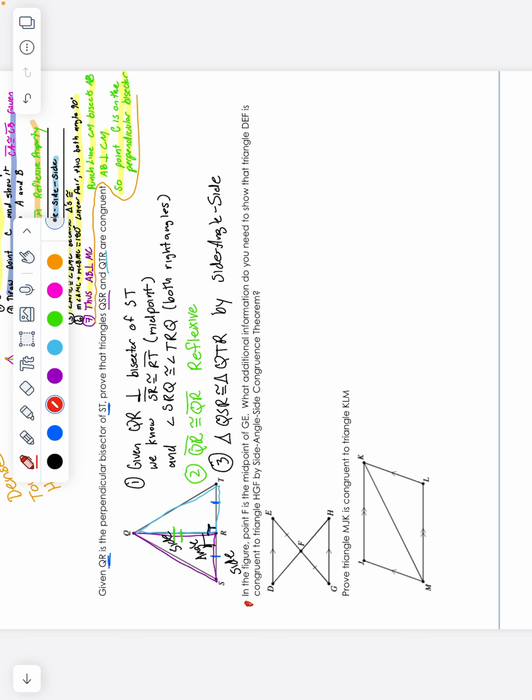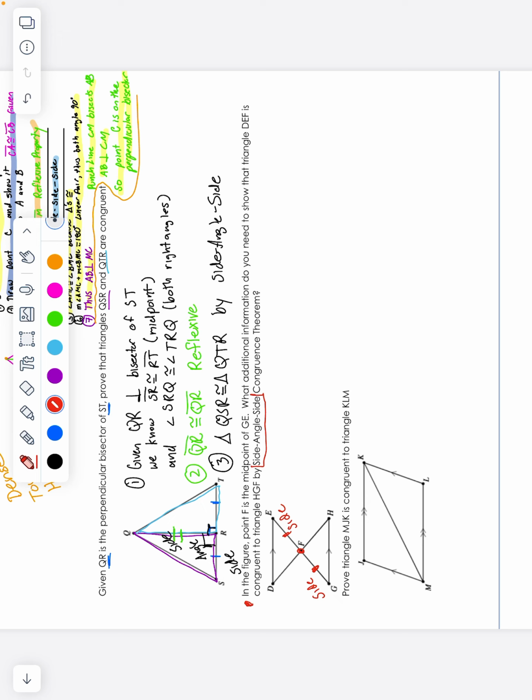In the figure, point F is the midpoint, that was given to us, of GE. What additional information do you need to show that triangle DEF is congruent to HGF by side, angle, side? Okay, so we have a side, okay, we need an angle and another side.